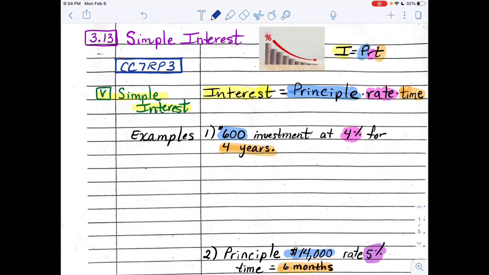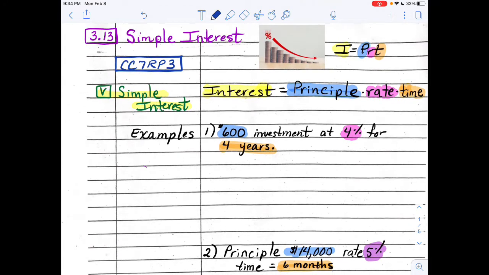Okay, so we write a formula. I equals PRT. Kind of the easiest way to remember it is I equals PRT. And that stands for interest as a result of a principal amount, which is in blue, times your rate, which is the percentage rate, times the time for how long that loan is going to be outstanding, or how long you're going to invest that money for.